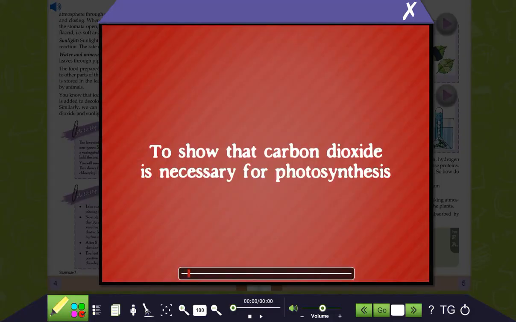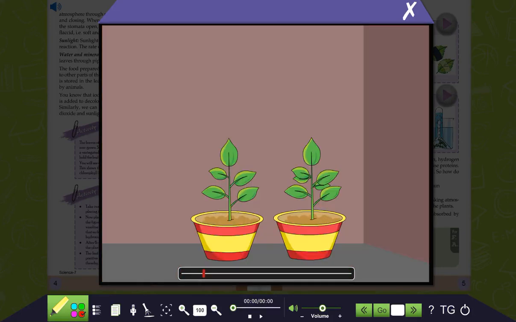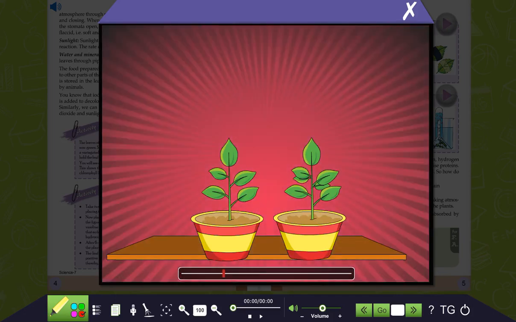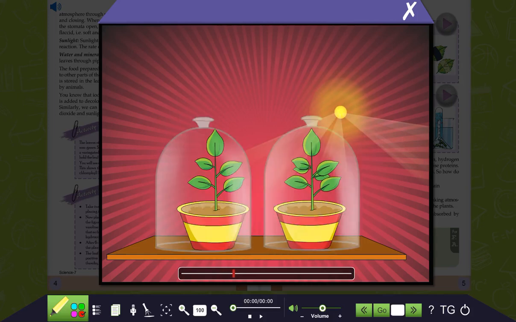Activity 2. To show that carbon dioxide is necessary for photosynthesis. Take 2 potted plants and de-starch them by placing in a dark room for about 48 hours. Now place both of them in sunlight as shown in the figure. Cover the plants with bell jars.